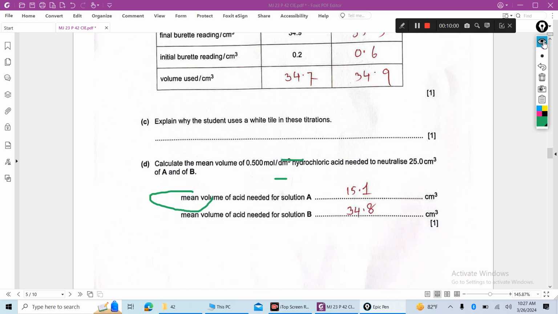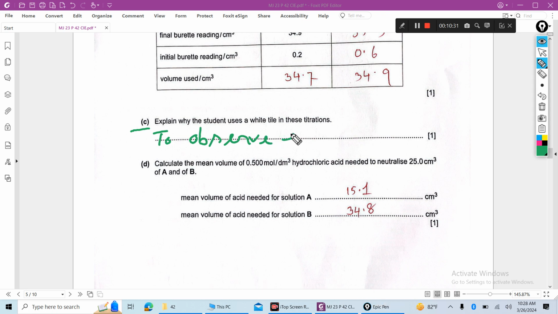Now explain why the student uses a white tile in this titration. You know, if you use a white tile you can observe the endpoint more accurately. You write here: to observe endpoint, endpoint means neutralization point, to observe endpoint more accurately.